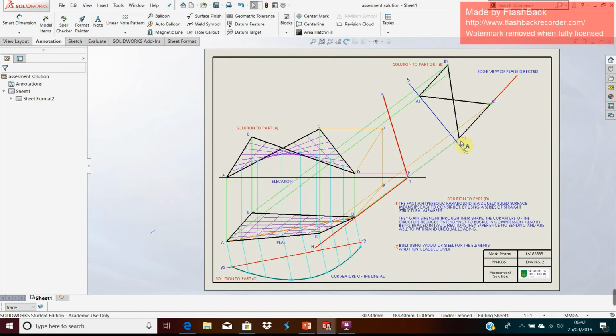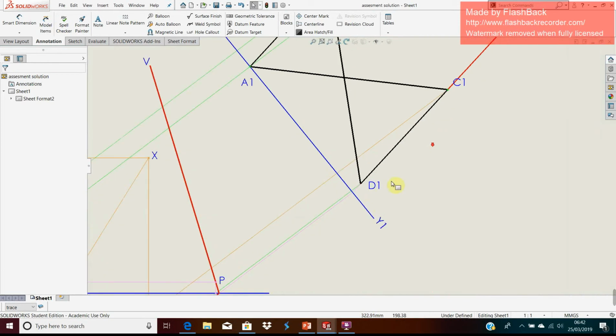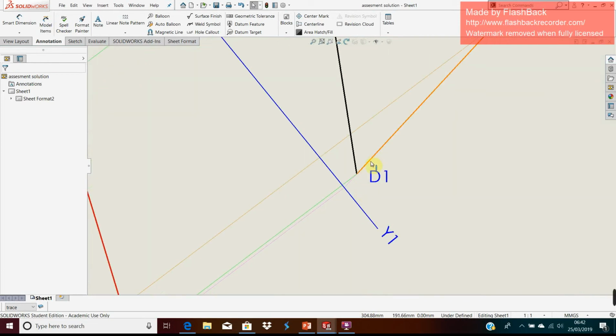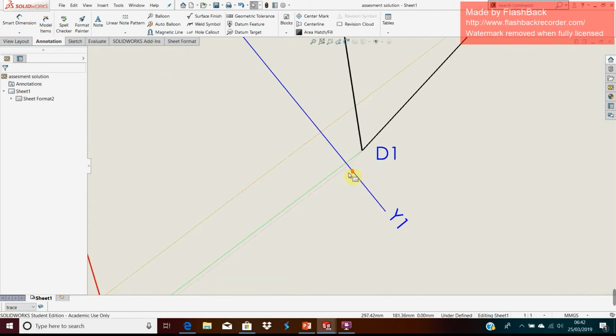D1 is 5 millimeters above the X1, Y1, and C1 is 60 millimeters above the X1, Y1. So that will find that here then. And we know the plane director is containing the element CD. So that will give us an edge view then of our plane director. So what we can do then is extend the edge view of that down to hit the X1, Y1, as you can see there by the pink line.